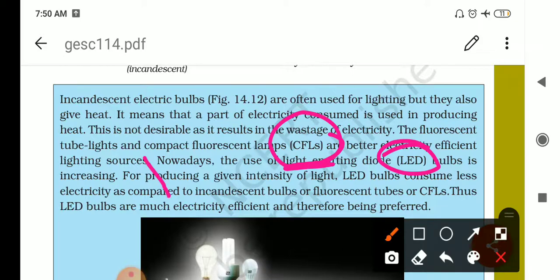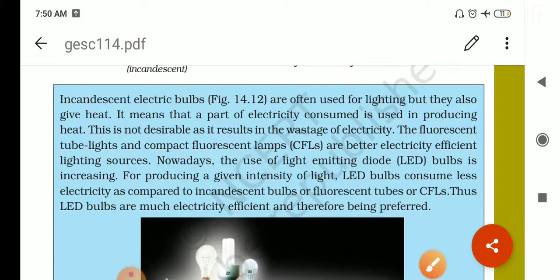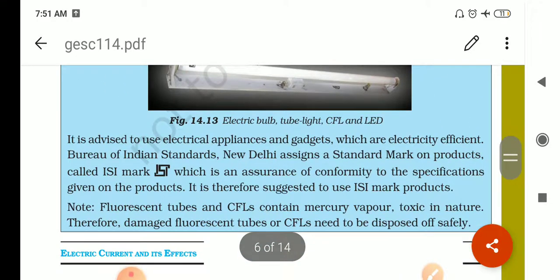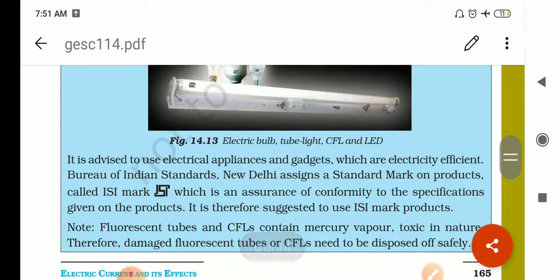The bulbs that used to run earlier, of this type, are called incandescent electric bulbs. In comparison, these two consume less electric energy, less electric power. Thus LED bulbs are more electricity efficient, therefore being preferred. It is advised to use electrical appliances and gadgets which are electricity efficient.